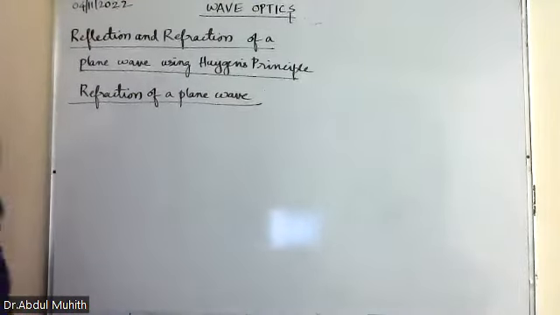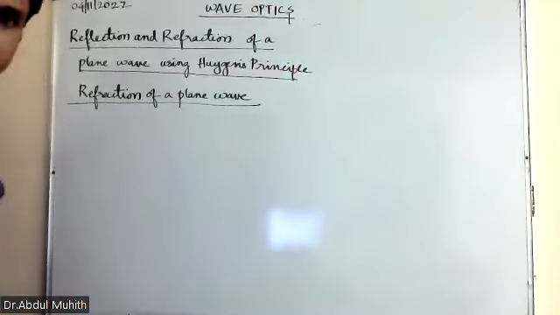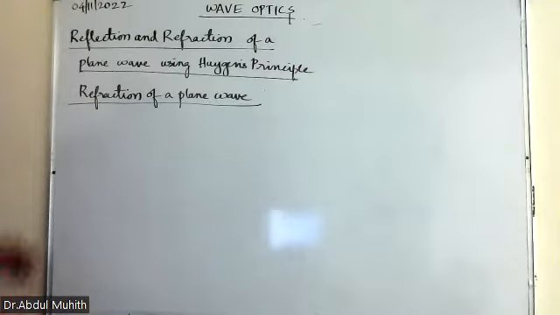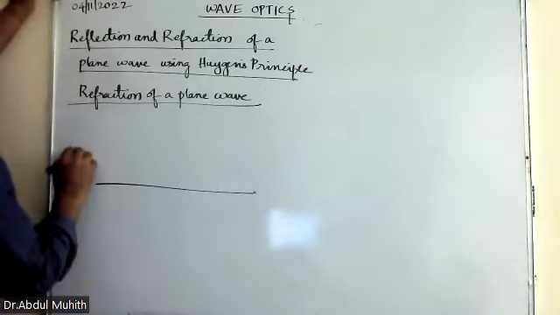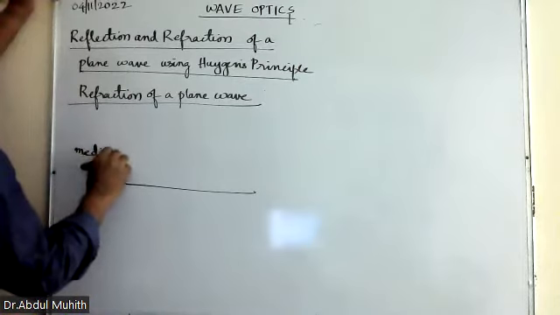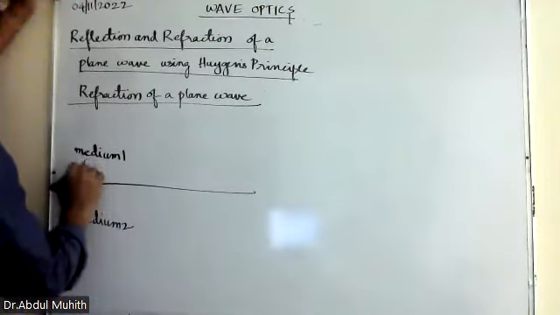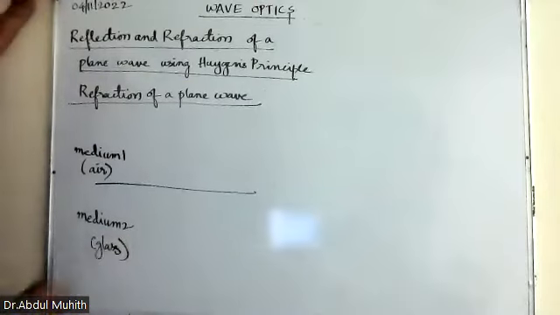Now, refraction of a plane wave. In that the light is traveling from air to glass, meaning less dense medium to dense medium. So this is medium 1 and this is medium 2. Let it be, I am taking air to glass. They haven't mentioned it, but I am mentioning it like this, that is air to glass.